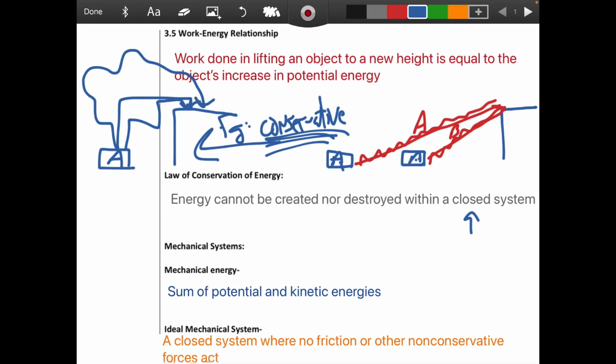Also, something that we have introduced a little bit in class is mechanical energy, which is the sum of potential and kinetic energy. So we've got PE plus KE equals mechanical energy. And this is really helpful to solve these conservation of energy problems. And an ideal mechanical system is a system where it's closed and there's no friction or other non-conservative forces acting. Other non-conservative forces may be things like air resistance. So that is not the case for an ideal.